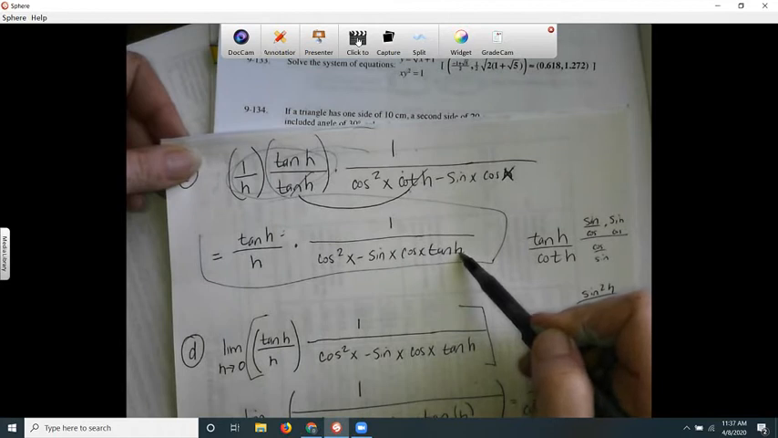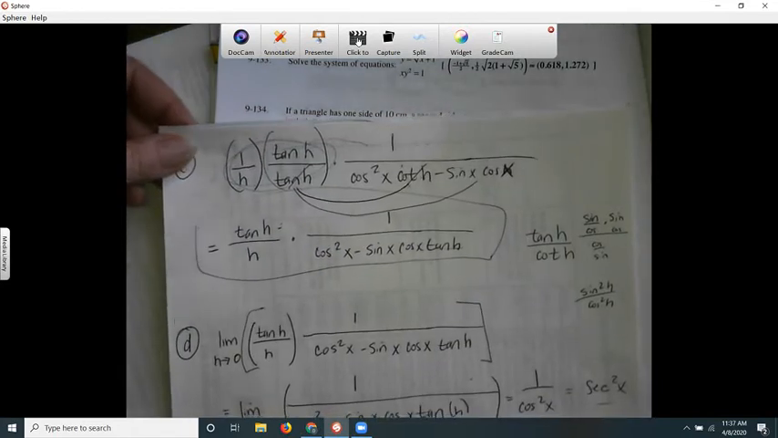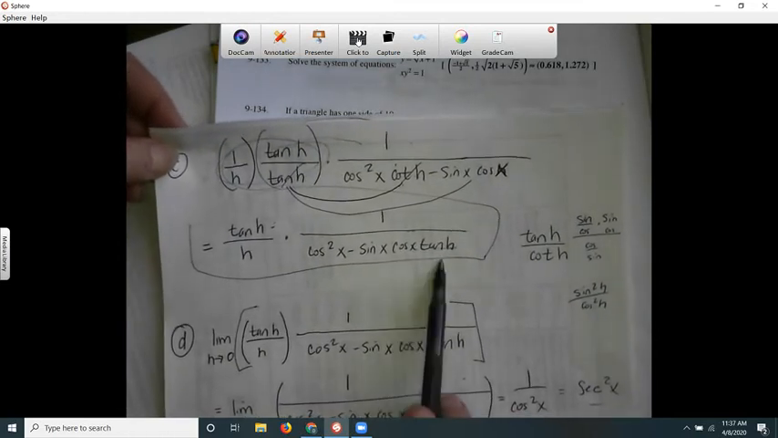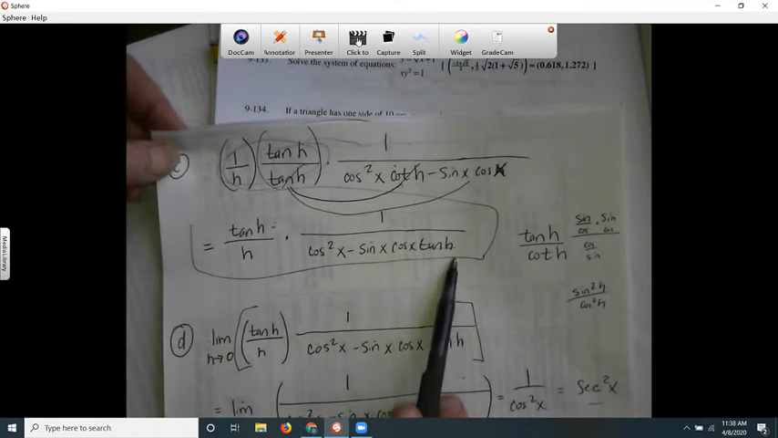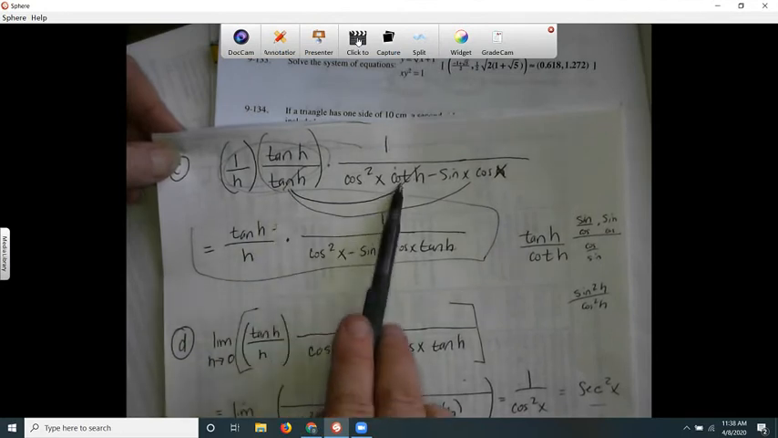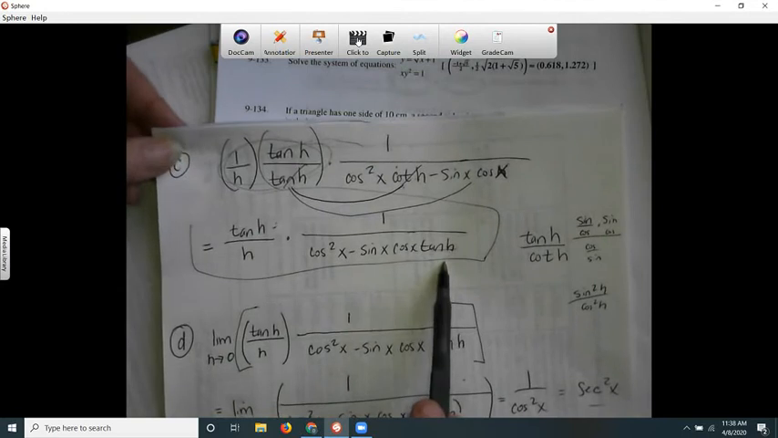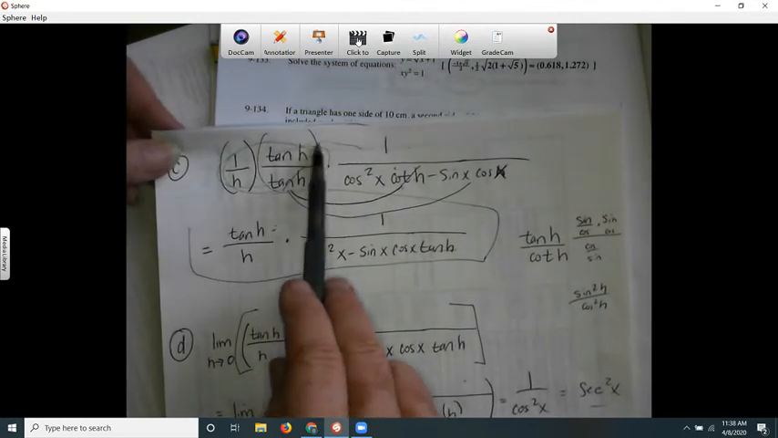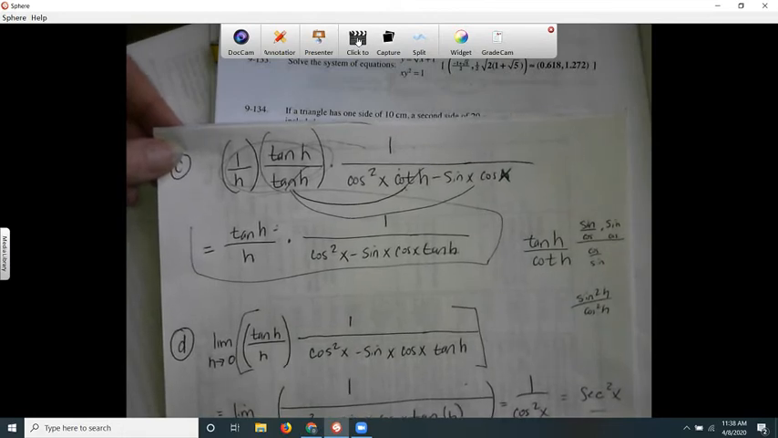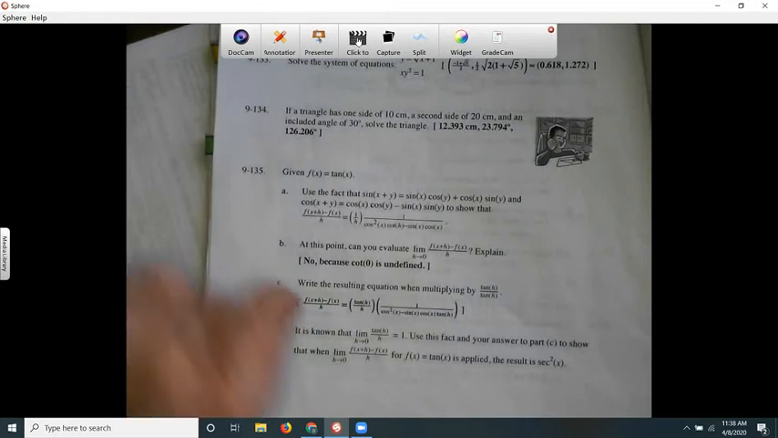Oh, this tangent h times this... well, it's still there, isn't it? Okay, so that tangent h times this cancels out, and then when I times it by this, it gives me a tangent h. And then the top one times 1, that's just tangent h. So letter C, write the resulting equation. So that's what they got.